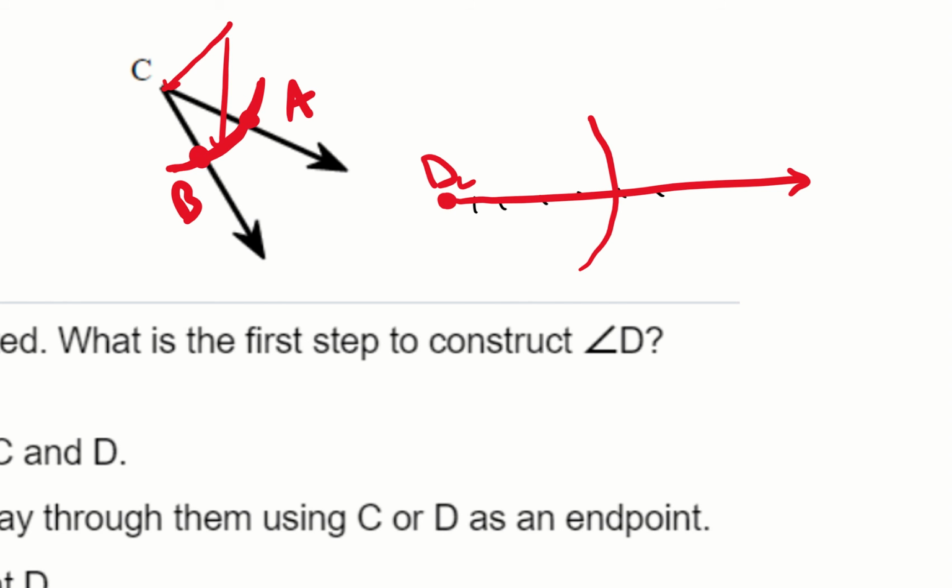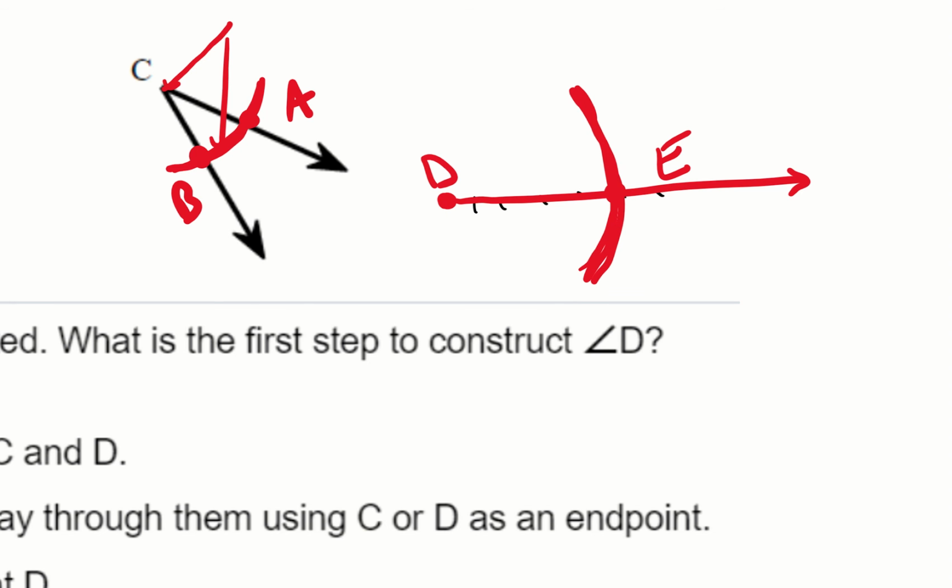And then I would keep that setting and do the same thing here. I would draw an arc, and then I would end up drawing that arc. Okay, so I end up drawing the arc, and this arc, I'll call it E. And let's say I draw a nice size arc.